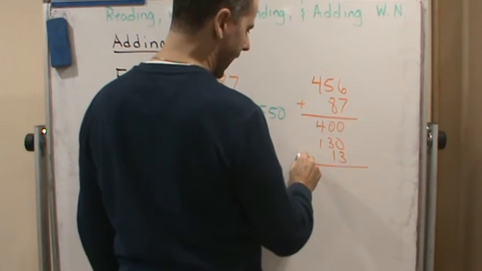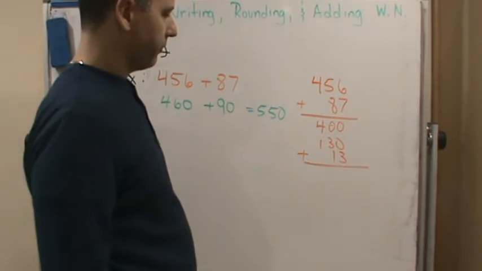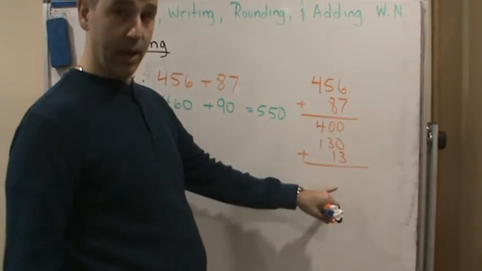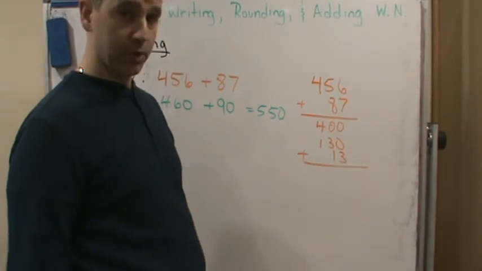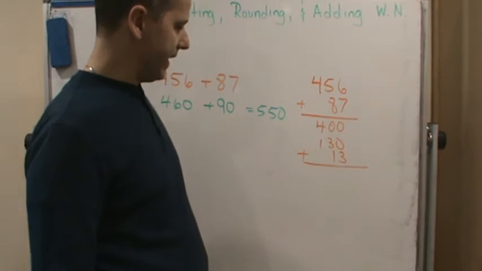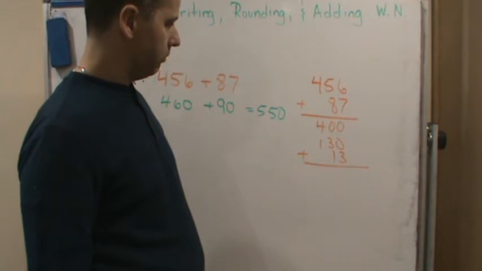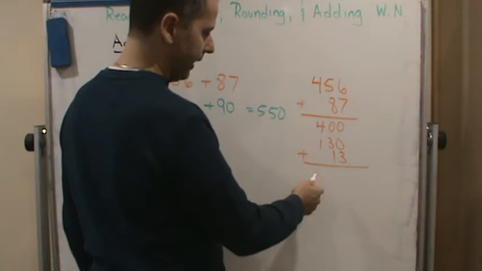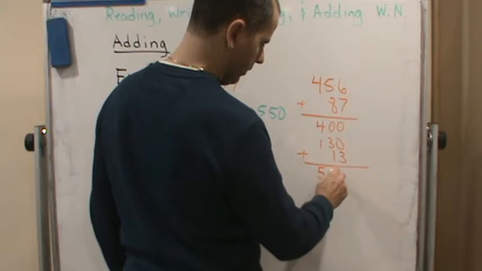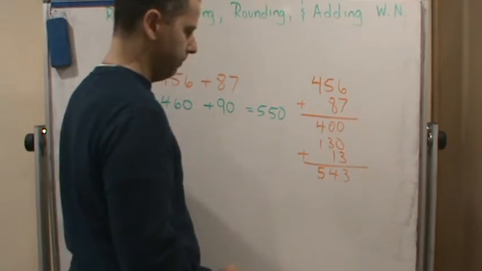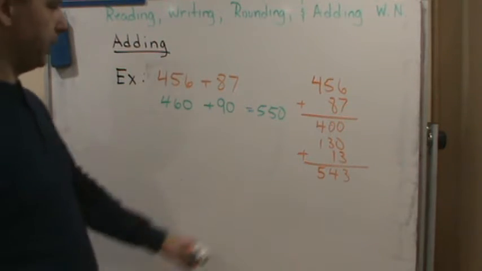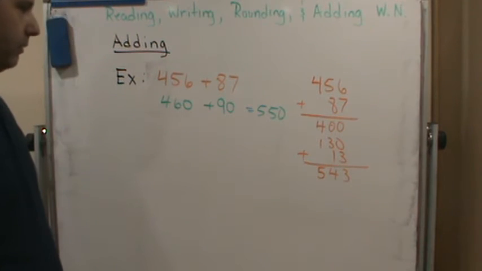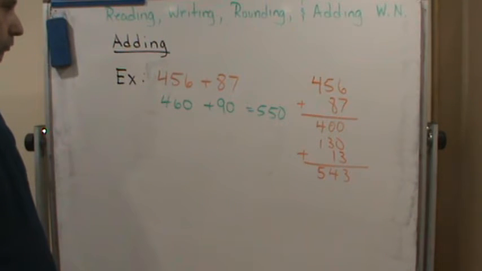Now, I'm going to add these partial sums, right? These are like partial sums. So I'm going to add these down, right? So if I add these, what do I get? I get 543, left to right. Okay? Which is pretty close to what my estimate is. Okay, so that's one way of doing it.